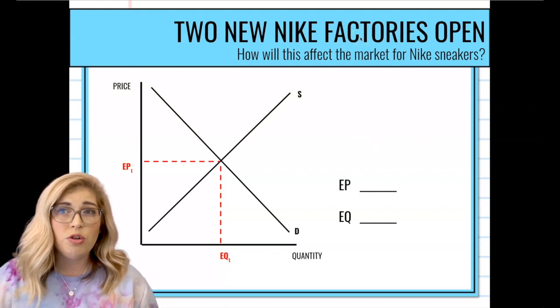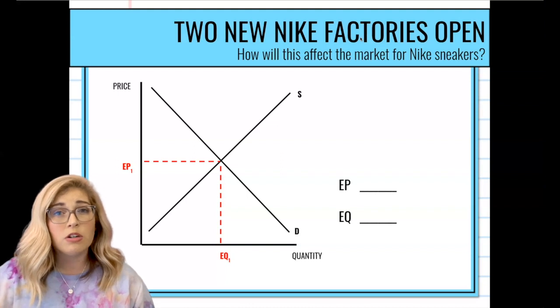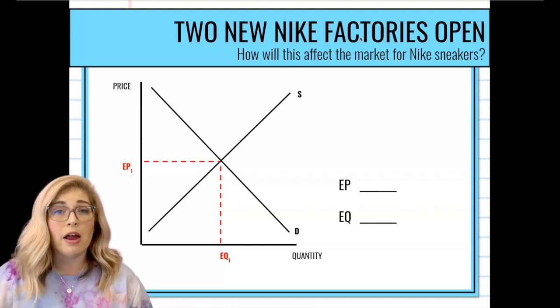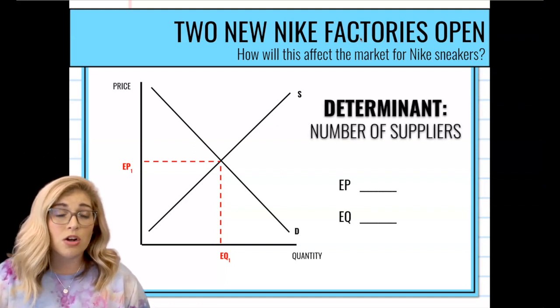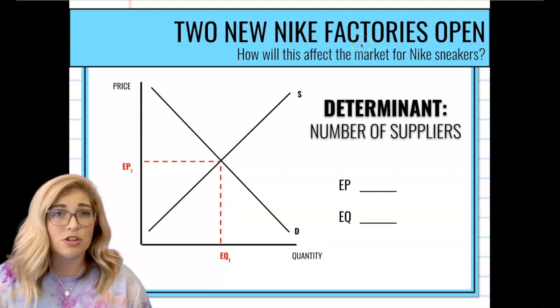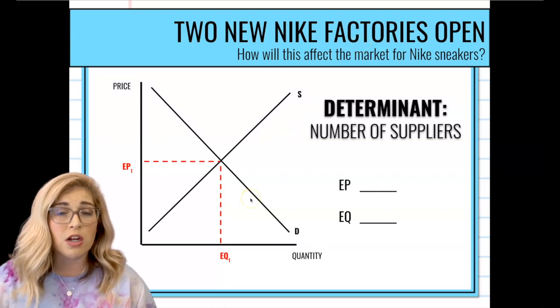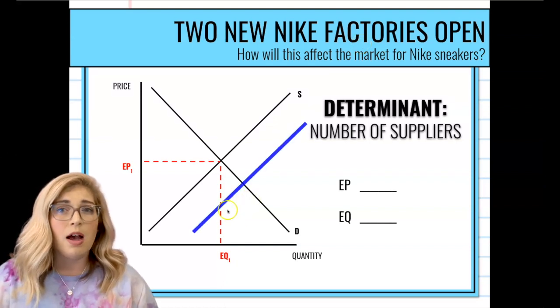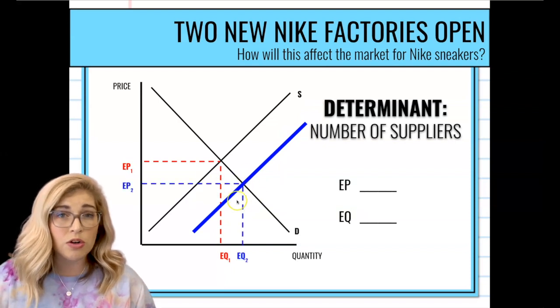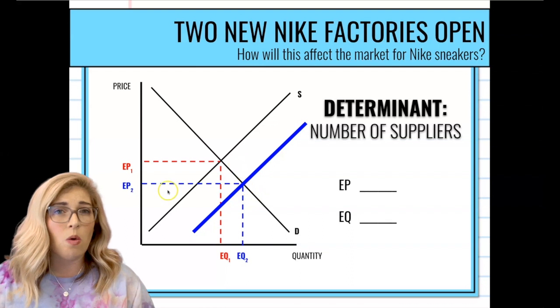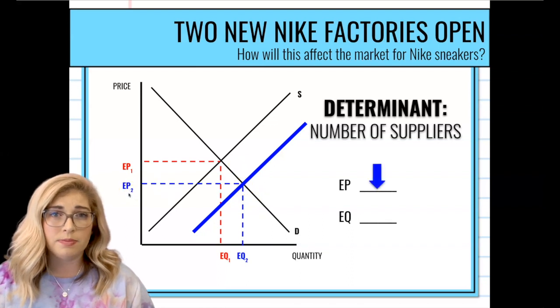If we have two new factories opening up, that's going to be our determinant of number of suppliers. There are more suppliers of Nike sneakers because there are more factories. So in turn, that's going to cause the supply of Nike sneakers to increase, so we're shifting our supply curve to the right. Again, our new point of equilibrium: price is going to decrease to get back to equilibrium, and the quantity is going to increase.